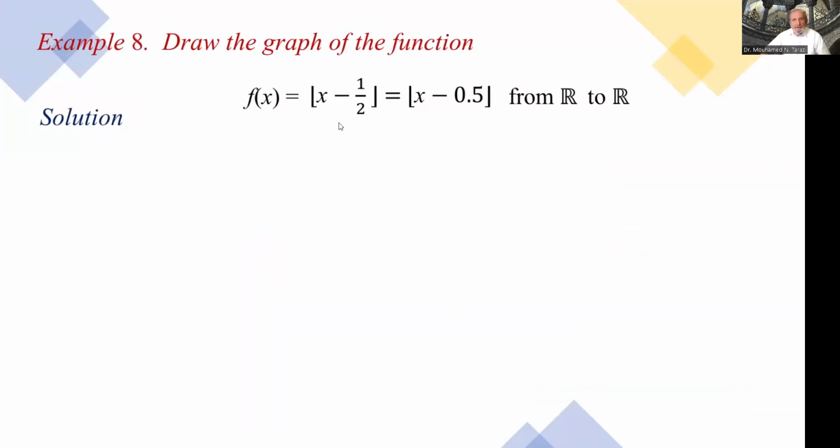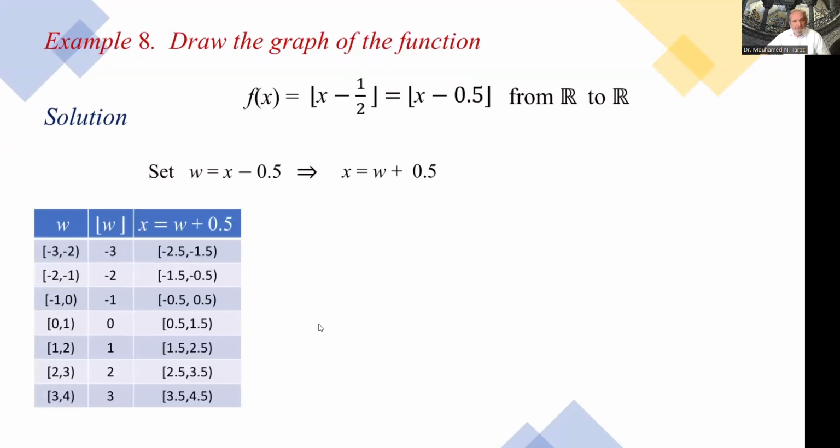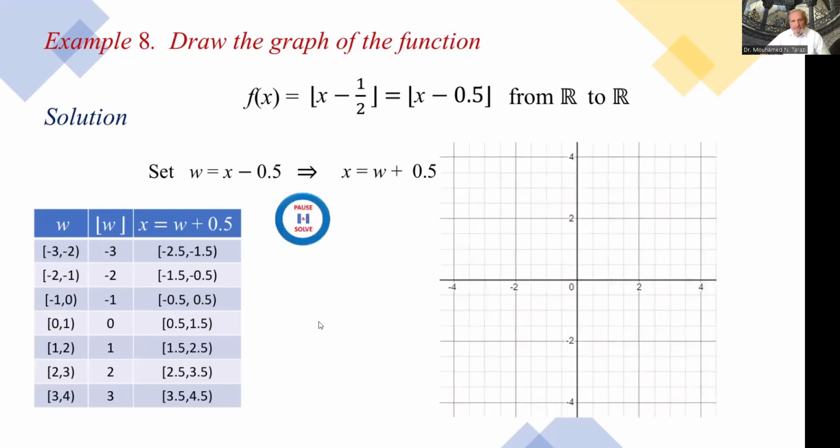See what happened here. Now here's the floor function of x minus 1/2. Again, we do the same thing here. x is equal to w plus 0.5. Again, you can fill up this table. You draw that, you get this now. What happened is my floor function of x shifted to the right 1/2 unit.